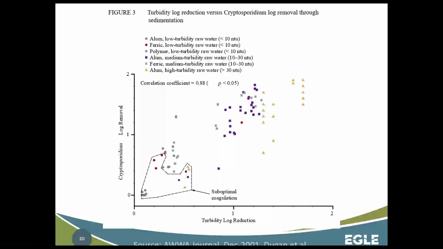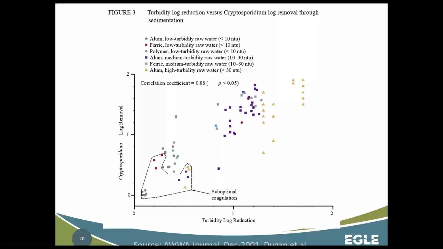So I like this chart. It's a little bit busy, and I'll just explain it a little bit. All these different symbols represent different combinations of coagulants and source water quality. So you're looking at low turbidity, medium turbidity and high turbidity raw water. And we've got both alum and ferric, and it looks like they've even got a polymer in here. And down here on the graph, what we're looking at is our cryptosporidium log removal, like we talked about, 90%, 99%. And down here is our turbidity. And as you can imagine, the more turbidity you remove, the more crypto you're going to remove.